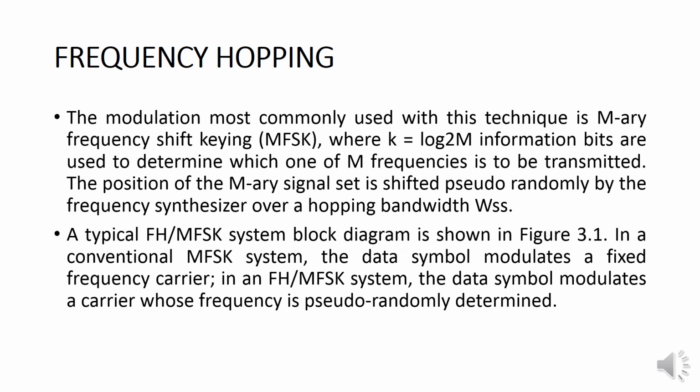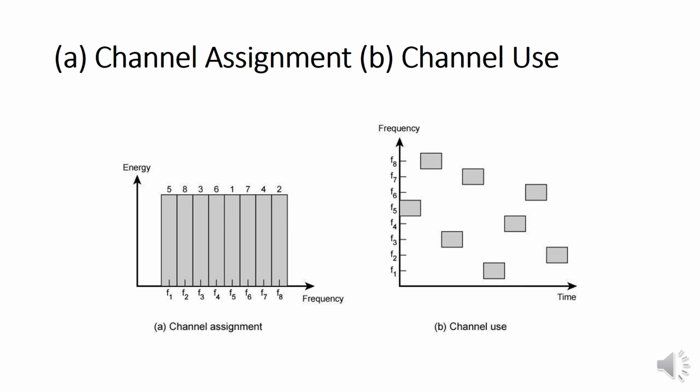So for the typical block diagram, the data symbol will modulate a fixed frequency carrier in an MFSK system. The data symbol modulates a carrier whose frequency is pseudo randomly determined. Here the modulation is normally either binary or MFSK. For example, if binary FSK is employed, the modulator selects one of two frequencies corresponding to the transmission of either 1 or 0.